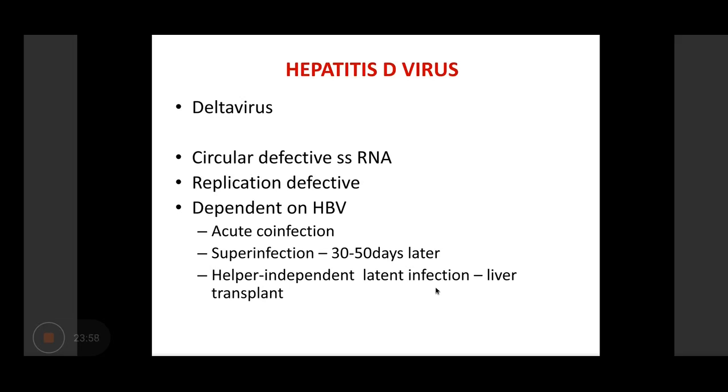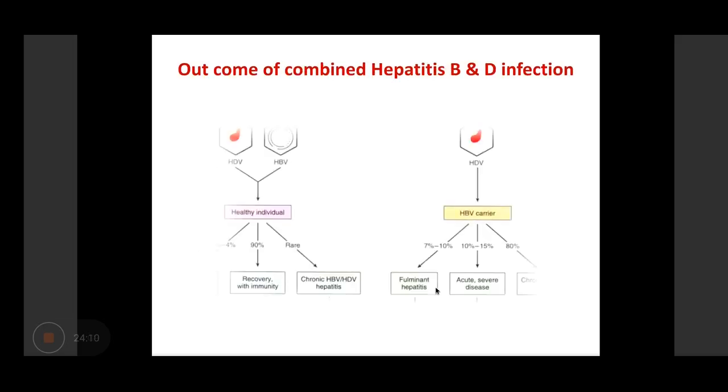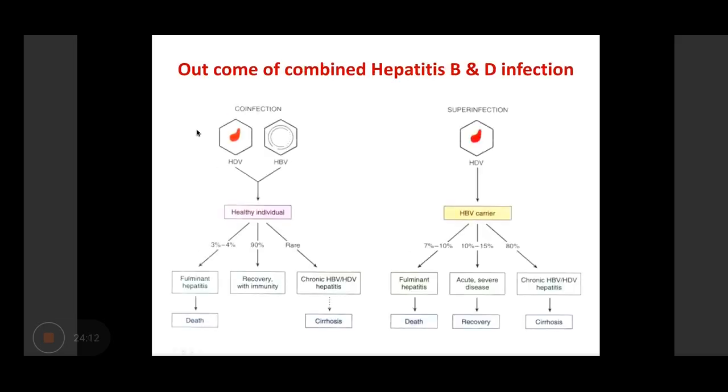Or as a super-infection, that is when the person already has an underlying HBV infection, and later an HDV infection develops. And sometimes these infections can be more severe than HBV alone. So the outcome, again, in a person with HDV and HBV, if it is a co-infection, then chronic hepatitis can occur, fulminant hepatitis can occur, but luckily a large number can recover also.